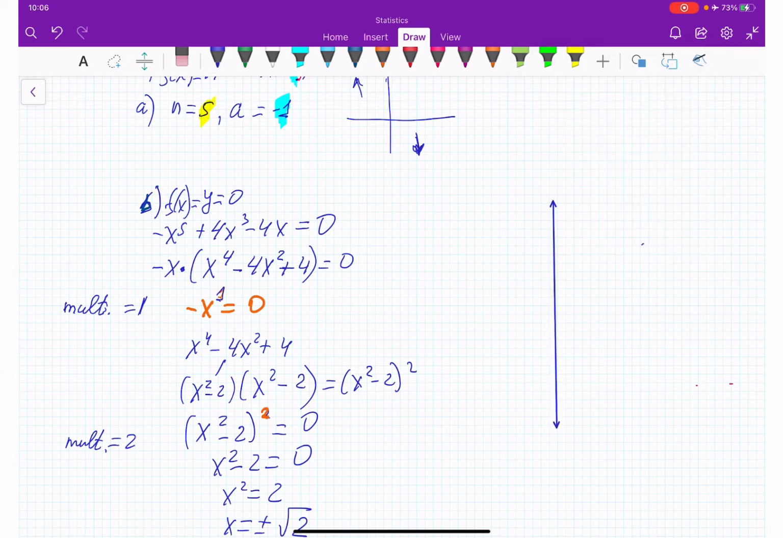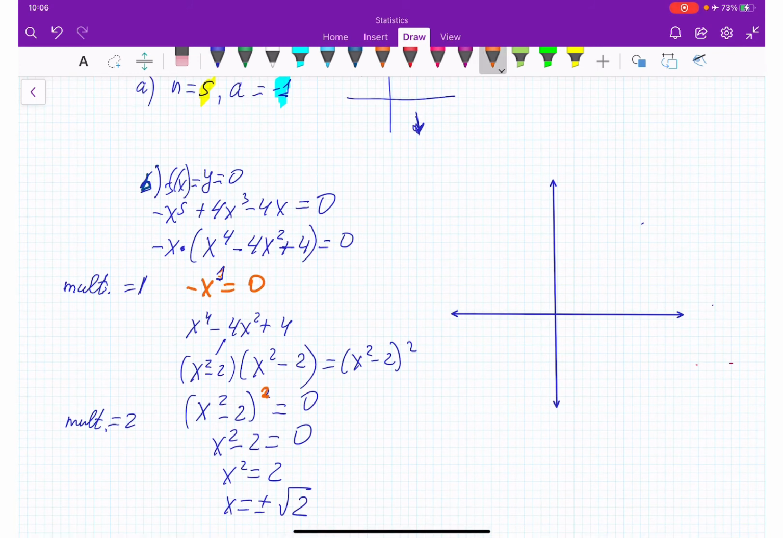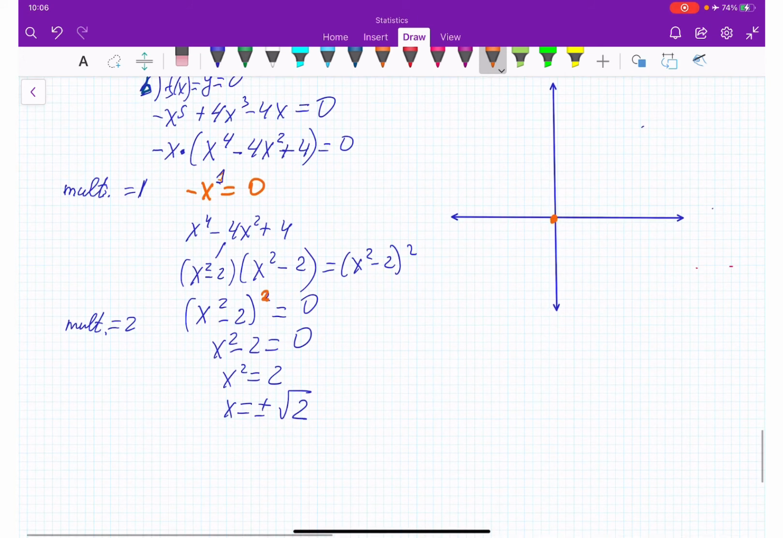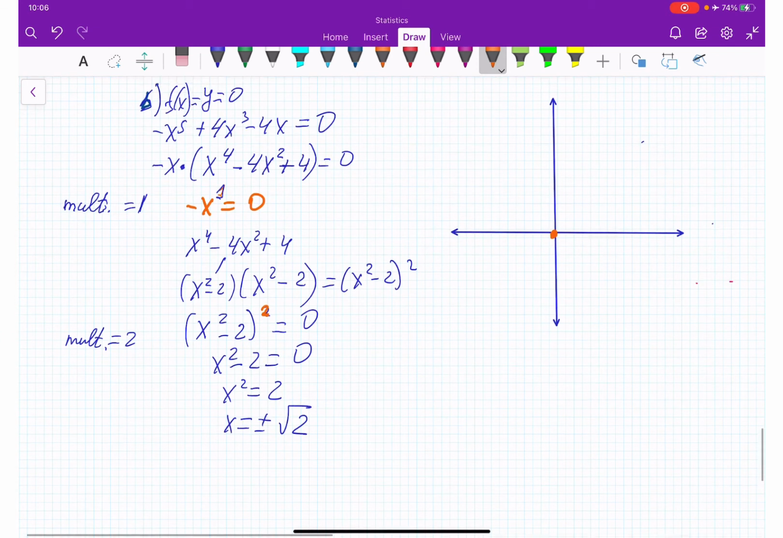And then building the other point. So first one is going to be x is equal 0. Then I have negative square root of 2, it's 1.44. Let's assume this is negative square root 2, and this is positive square root of 2. Where is my end point?